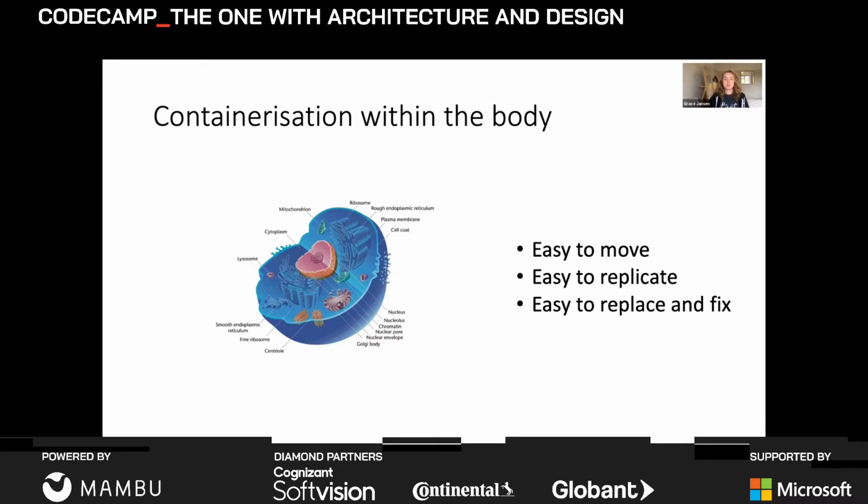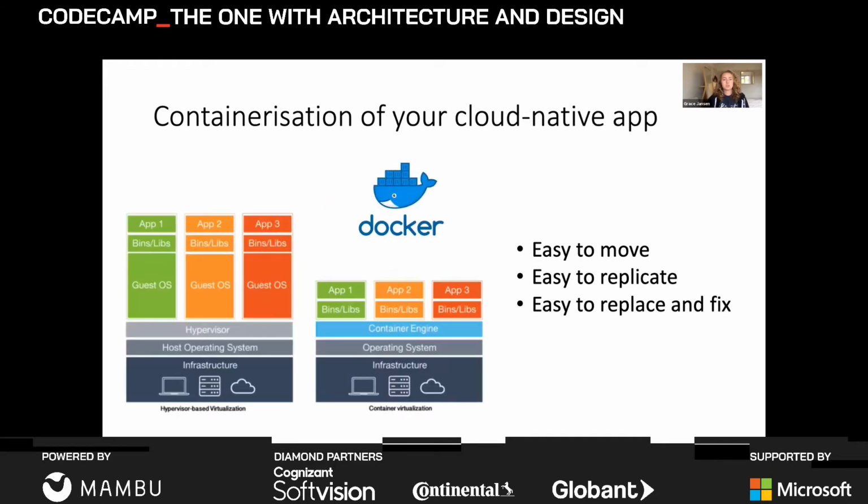We can literally just kill that cell and replace it with another one. So containerization is really important within the body, and it's equally important within our cloud native applications. So moving to this more distributed style of architecture, which sort of comes with the territory of being cloud native, means that we also need these same factors.